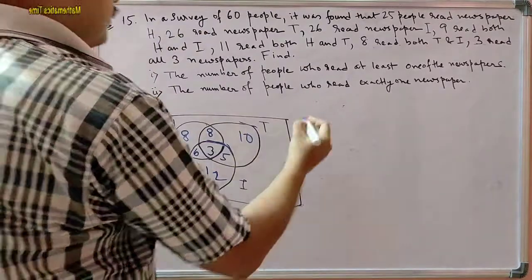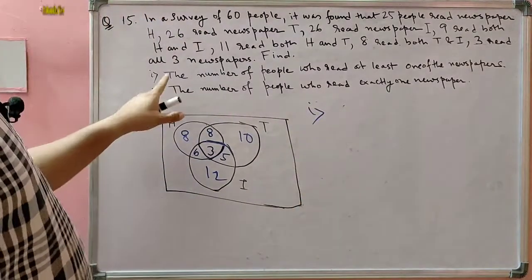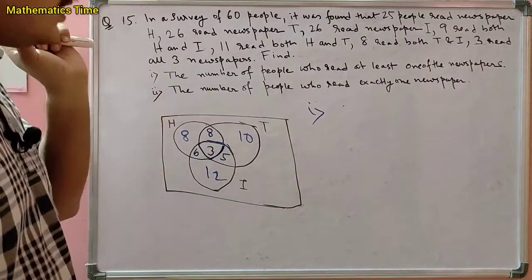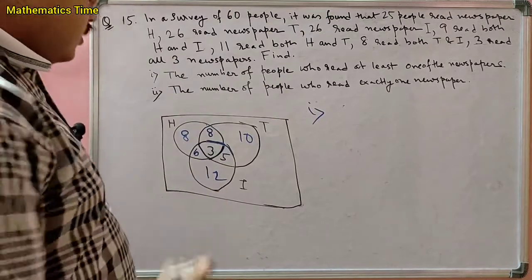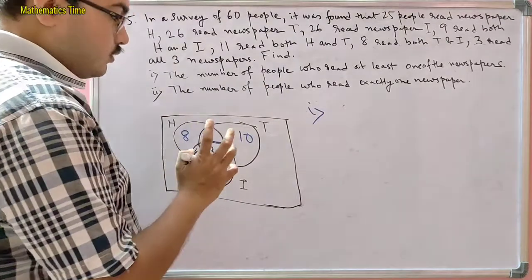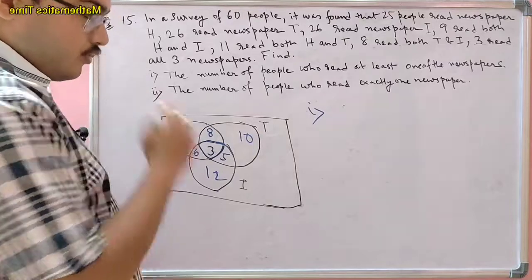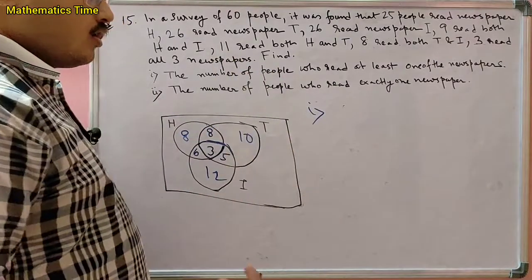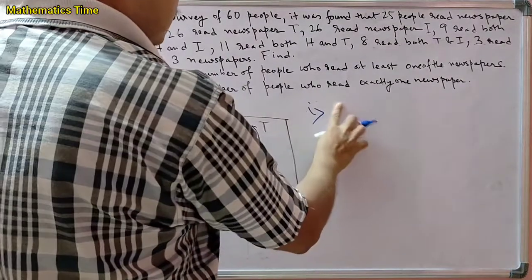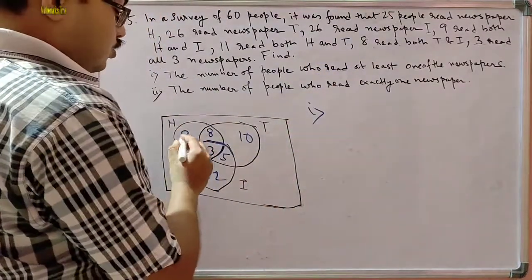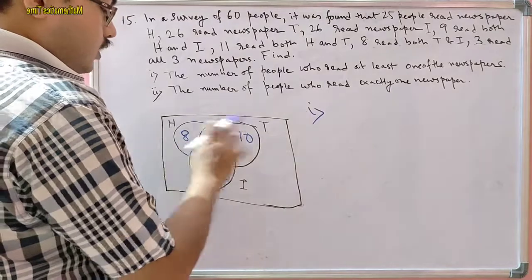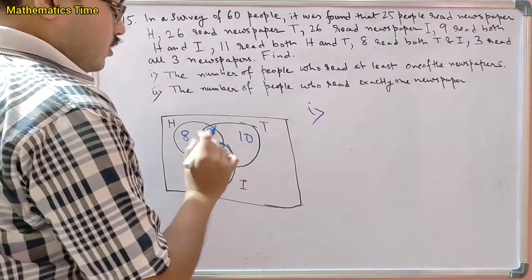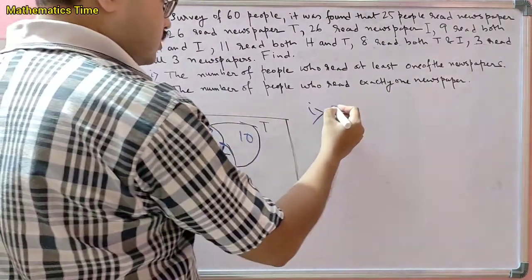It will be quite easy. Number 1: the number of people who read at least one of the newspapers. Here all the people read at least one of the newspapers, at least. Even if you read multiple newspapers, there is no problem, because it says at least. So all the people mentioned here are reading at least one of the newspapers. So we just have to add those.